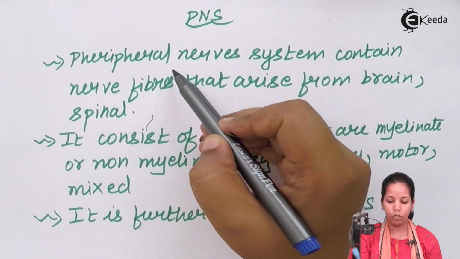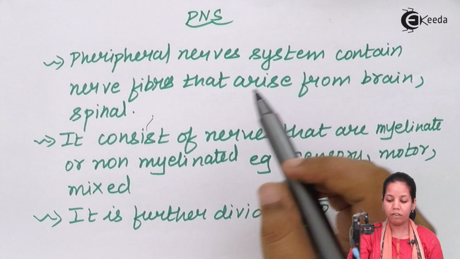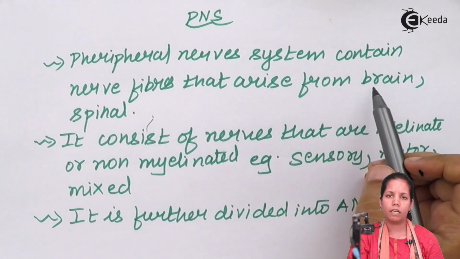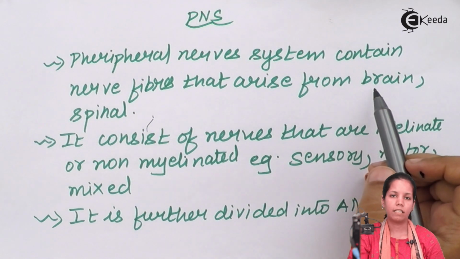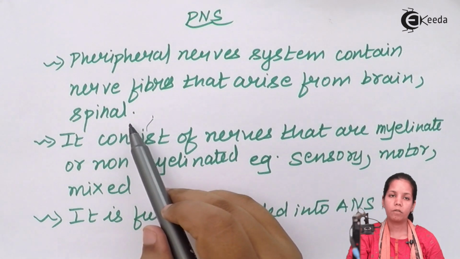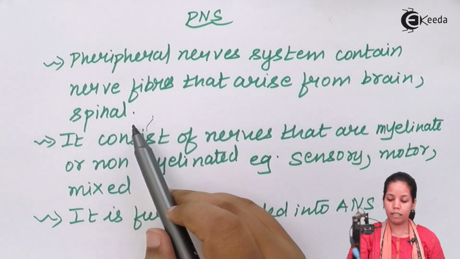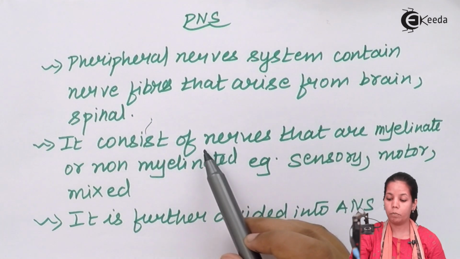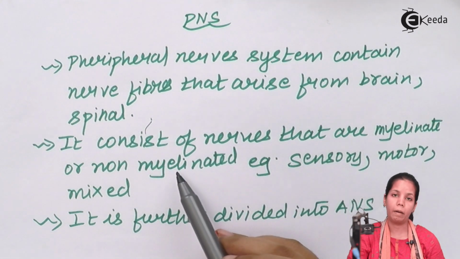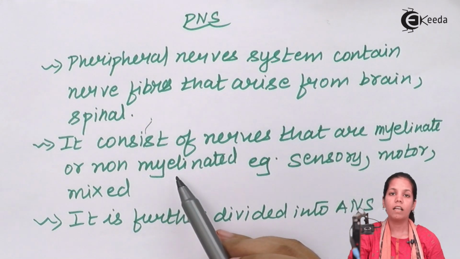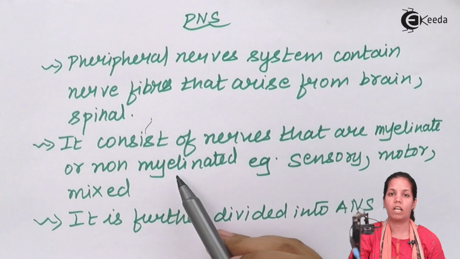The peripheral nervous system, if we observe, contains nerve fibers that basically arise from your brain, or you can simply say from the hypothalamus, mesencephalon, diencephalon, any one of these regions, and the spinal cord. Now from the spinal cord, it could arise from any one of the vertebrae. This consists of nerves which could be myelinated or sometimes non-myelinated also. Now the myelin sheath in axons is very important, especially during the transmission of impulses.